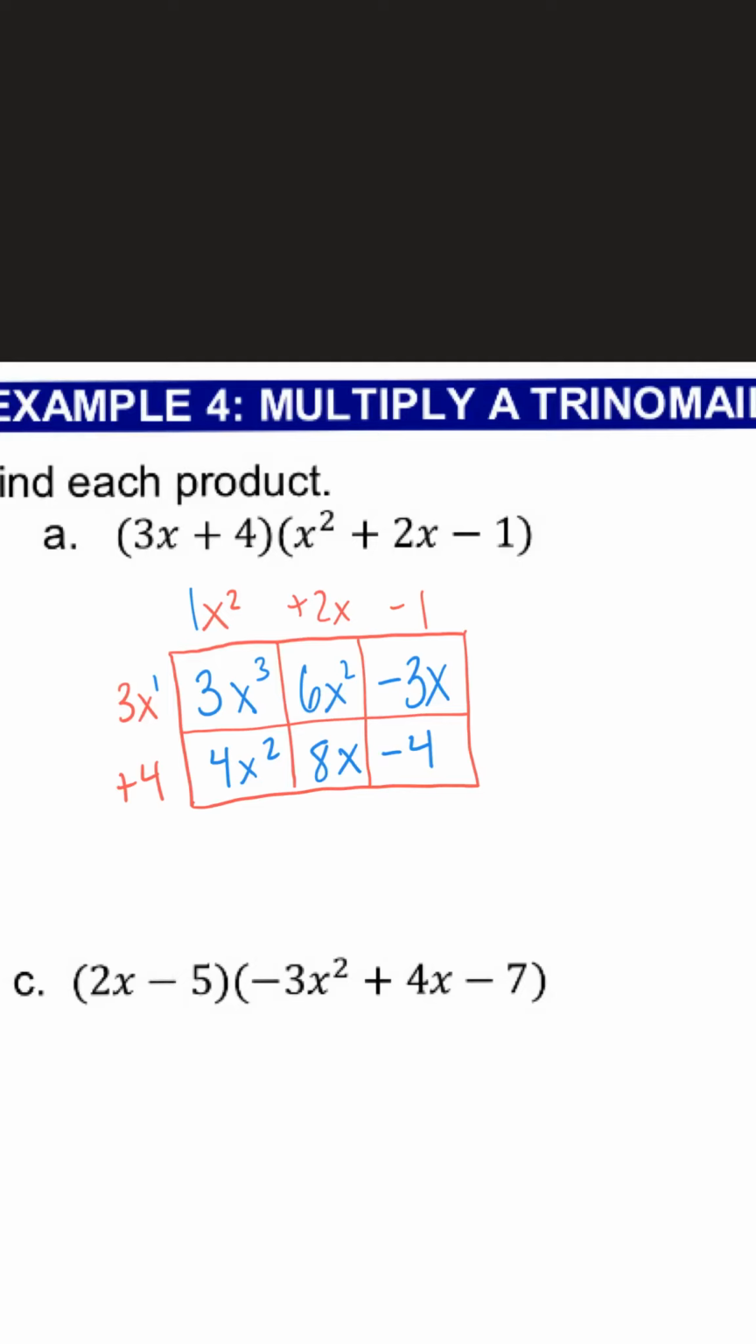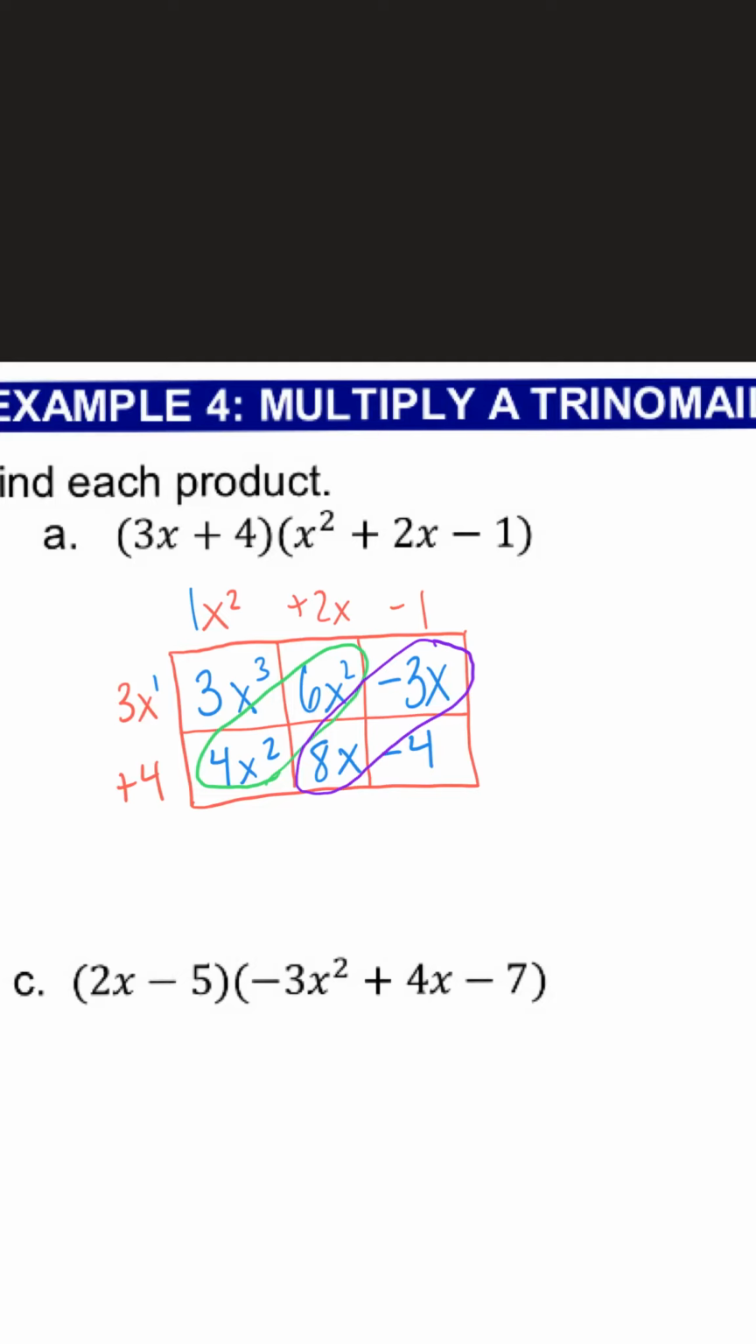So let's identify our like terms first, because there's a couple of them here. We've got the 6x squared and the 4x squared. Those are like terms. And then we also have the negative 3x and the 8x, which are like terms. So when I combine this as my answer, I need to keep that in mind.